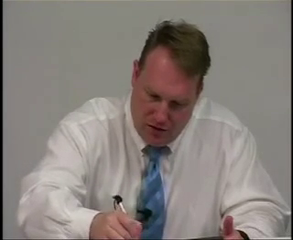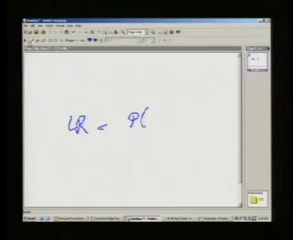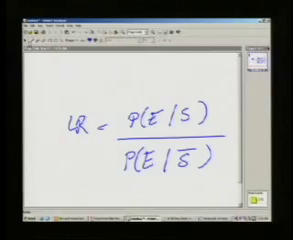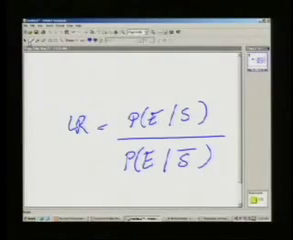The likelihood ratio is equal to the probability of the evidence given that it came from the suspect over the probability of the evidence given that it didn't come from the suspect. It's a general form, okay, for a random match probability setting. So what do you think the numerator is? Probability of the evidence given that it came from the suspect.